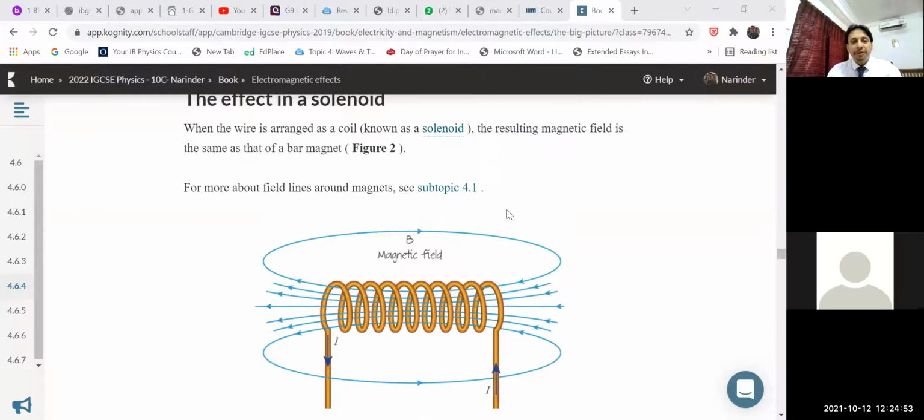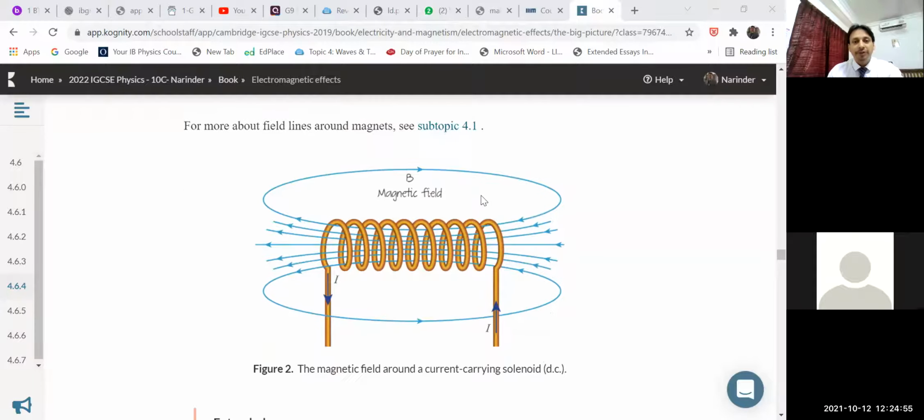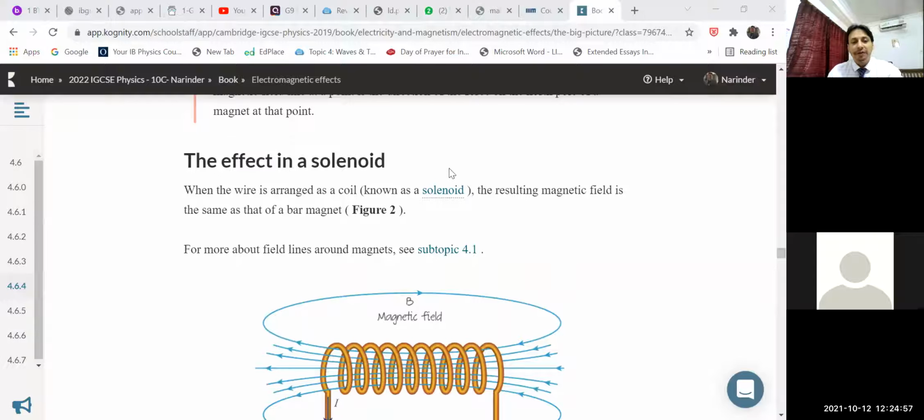So the topic, students, which I want to discuss in today's lesson, first is the solenoid. Solenoid part we have already discussed: if you have a long conductor and you bend that long conductor in the form of a coil, many coils, that is called a solenoid. And in a solenoid, the very important thing is that the length of the wire is very large as compared to the radius or diameter of a coil.